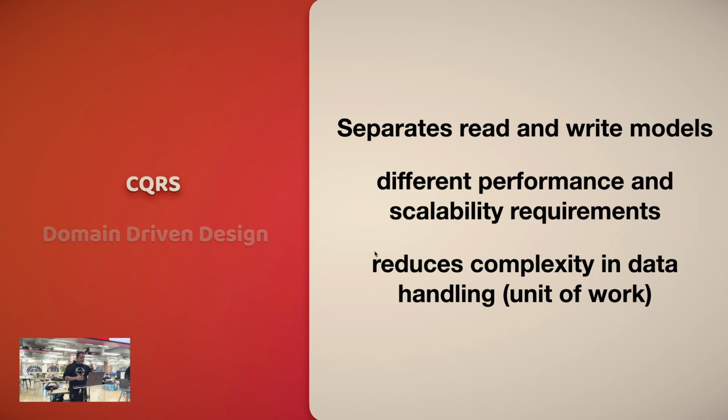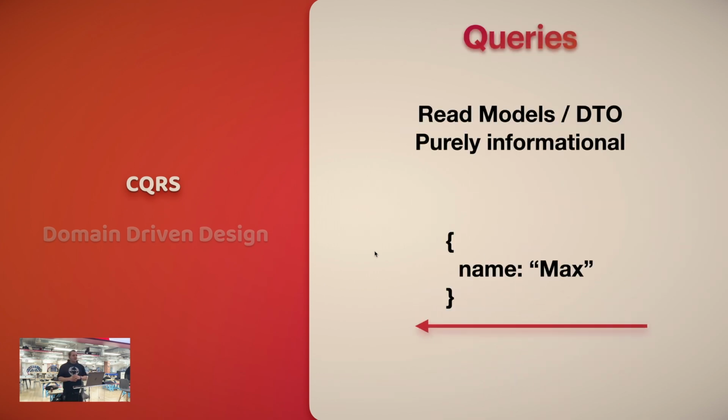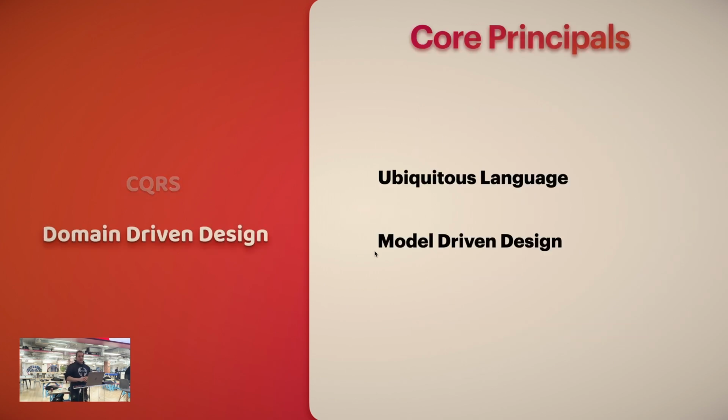And it reduces the complexity in data handling, because you can use this scoping approach like we do in .NET with unit of work. Good. So the commands in CQRS are task-based interactions, like, for example, a checkout, where you pass in the user ID, the cart items, and then the checkout process happens. That's one command. The queries, on the other hand, is when data is read, so it's a read model. It's purely informational, no side effects, nothing is changed. And this was CQRS.